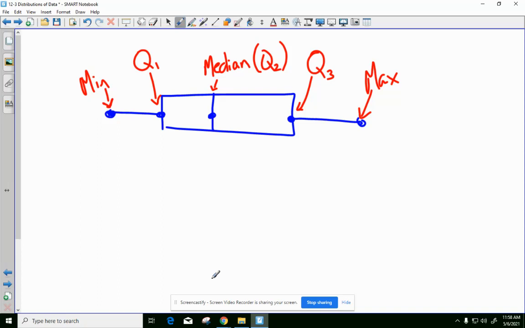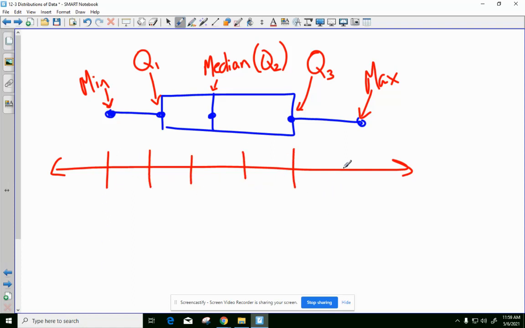All box and whisker plots have to be on a number line. We don't get to choose what these sections are going to look like. They're going to be plotted on some number line, and that will show the spacing along the way. We don't get to make that decision of what that's going to look like.